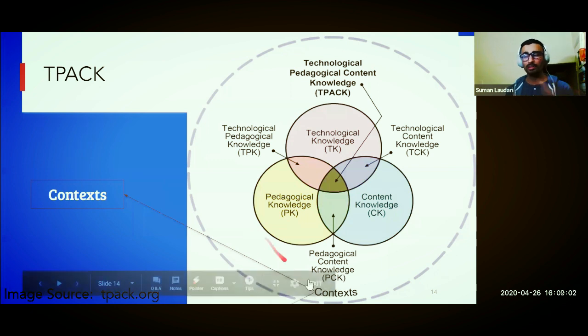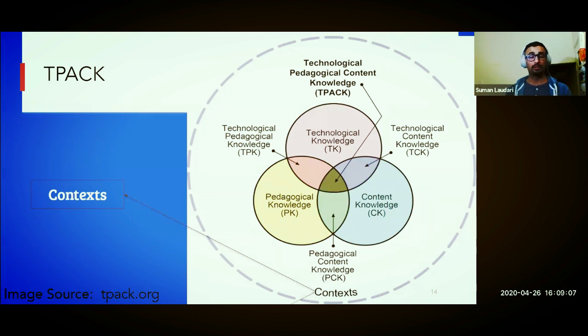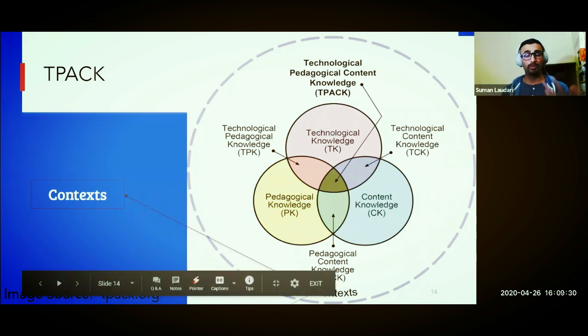And this micro context, as I said earlier, such as the dynamics of your classroom, your classroom settings, your students' access to the internet, whether they have access or not. All of these things come under TPACK, and TPACK actually considers those contexts as well.